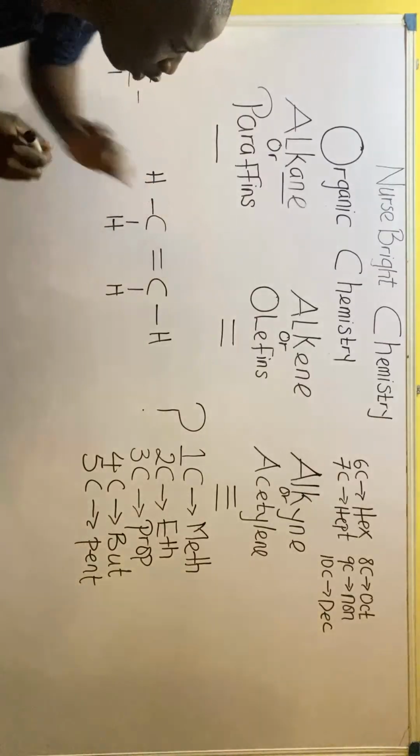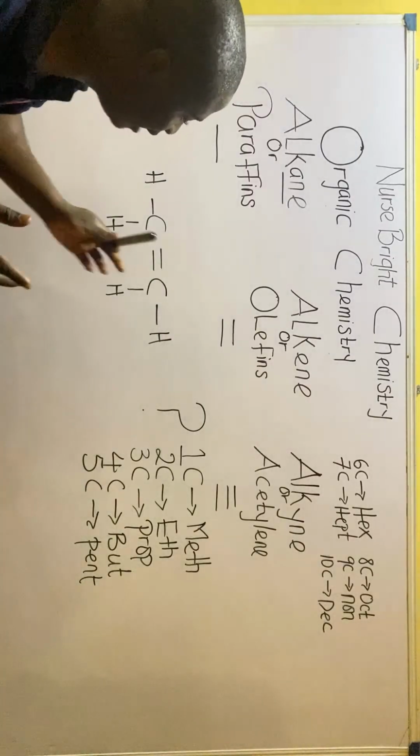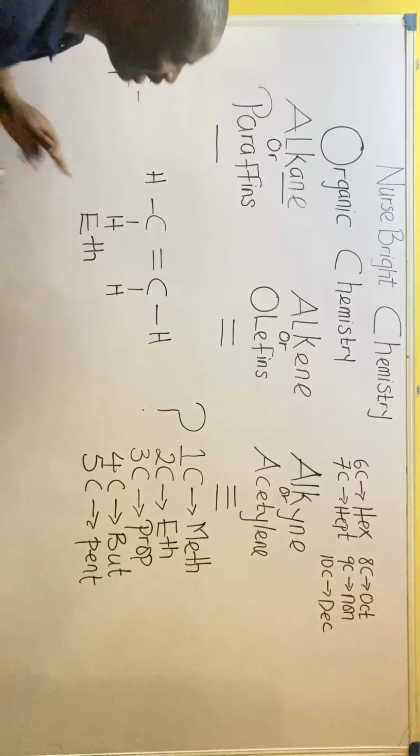So now this compound, what should become the name? First of all, are you not seeing 2 carbons? Like, are you not seeing this compound has 2 carbons? Then the name should start with eth. So moving further, what do we do next? Now, are you not seeing that?